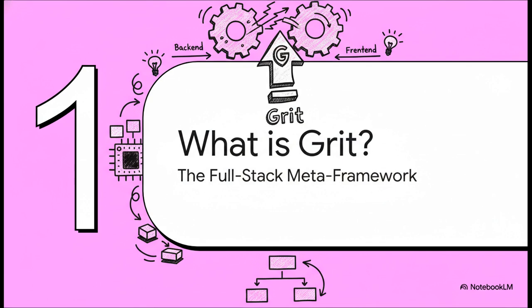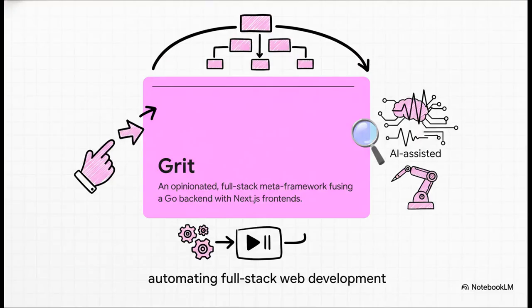So what is this thing, really? Let's break down what it means to be a full-stack meta framework. Okay, that's a mouthful, so let's unpack it. Grit calls itself a meta framework because it's built on top of other amazing frameworks, Go for the backend and Next.js for the front. It's opinionated, which is a good thing. It means it makes smart decisions for you, giving you a clear, super fast path to get things done. And that AI-assisted part, that means it's built in a way that AI tools can easily understand your code and help you write more of it faster.